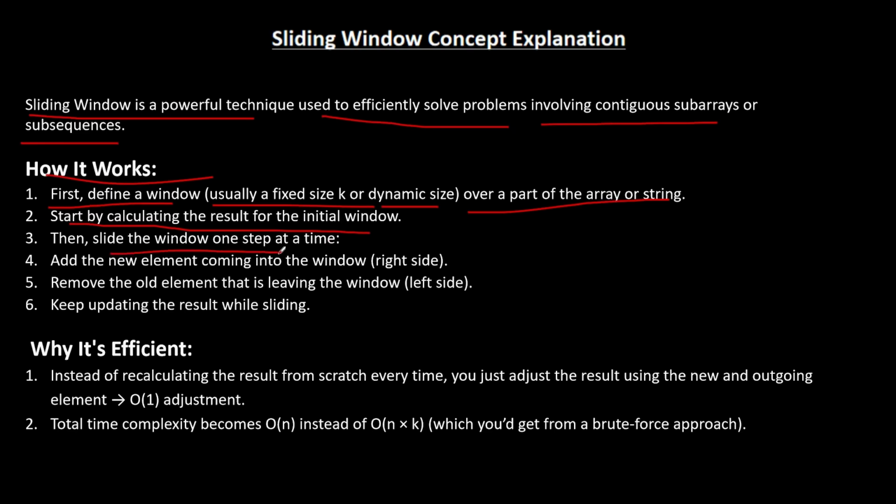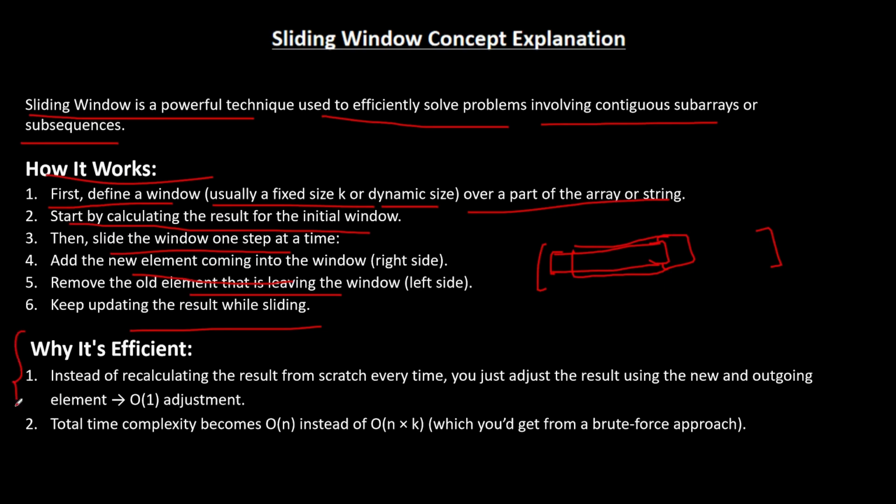Then slide the window one step at a time. Add the new element coming into the window, which is on the right side, and remove the old element that is leaving the window, which is from the left side. Now keep updating the result while sliding. So it goes like this: this is the array, and this is one window from the start to size k. Now your task is to add a new element, this will be the new element added, and you remove the last element, this will be the last element removed. So our window just moved by one, right? This is how it goes.